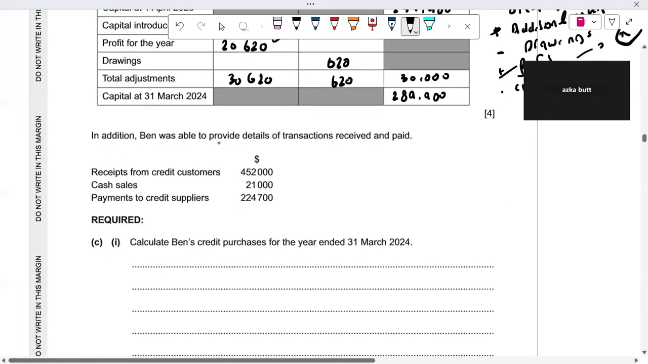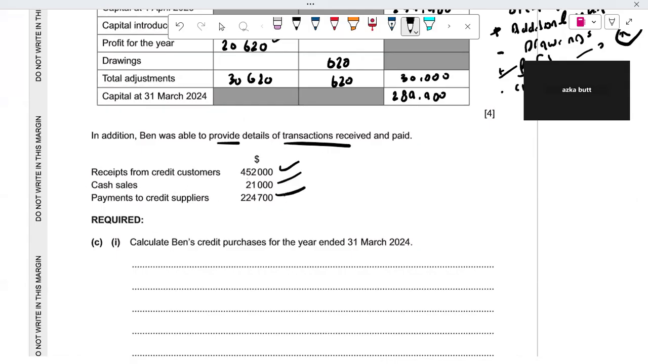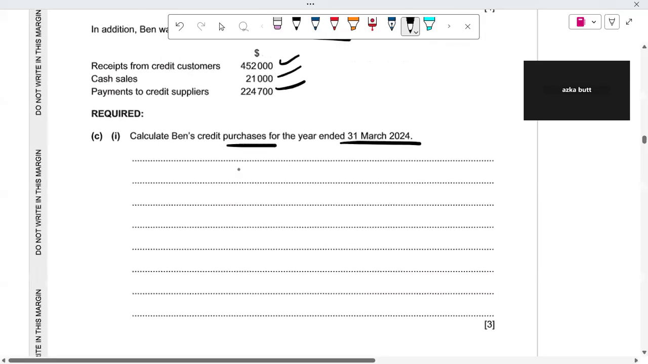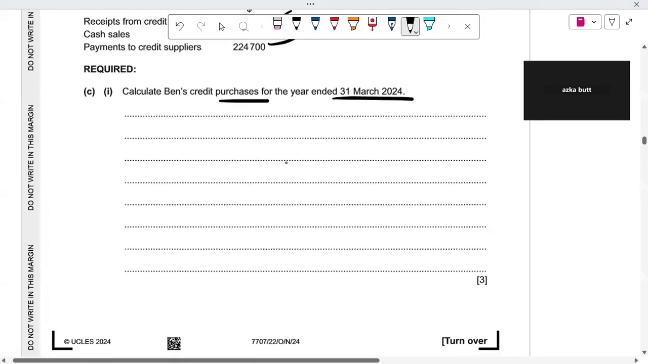In addition, Ben was able to provide the details for transactions received and paid. Received from credit customers is this, cash sales are these, payments to credit suppliers are these. So we now calculate Ben's credit purchases for the year ended 31st March 2024. Okay, so how can we do that? We can do this by two methods, but I think we should use the purchase ledger control account.